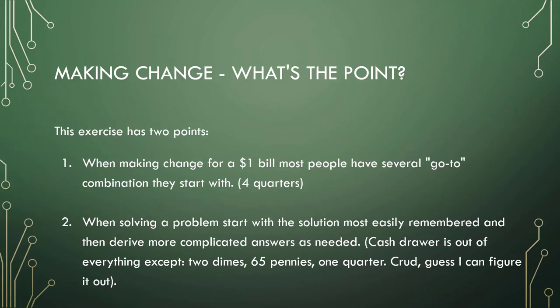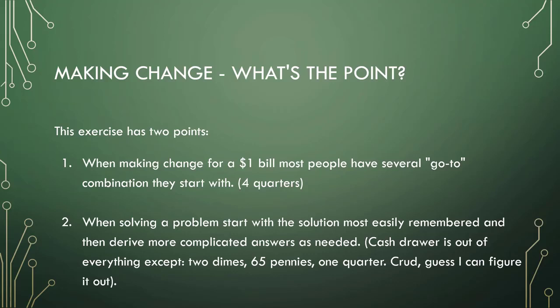Well, the point here is that when making change for $1, most people have several go-to combinations they start with. 4 quarters is usually the go-to when you say, "Can I have change for $1?" And there's a number of reasons for that, right? We think about, oh, you need change for the parking meter, and quarters are usually what you'd put in a parking meter, or maybe a pop machine, or something like that. So we have some kind of go-to mental models that we start with.